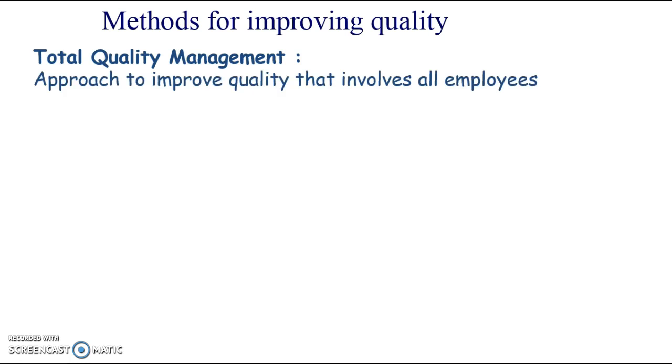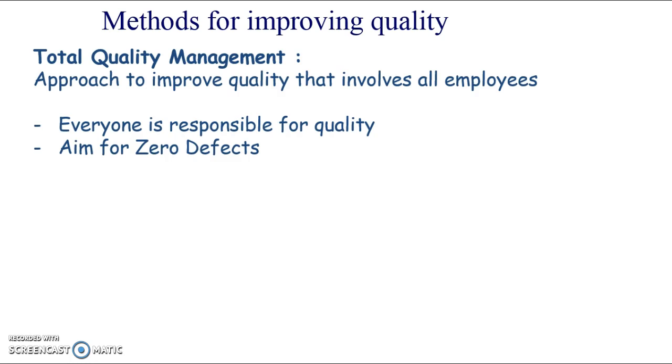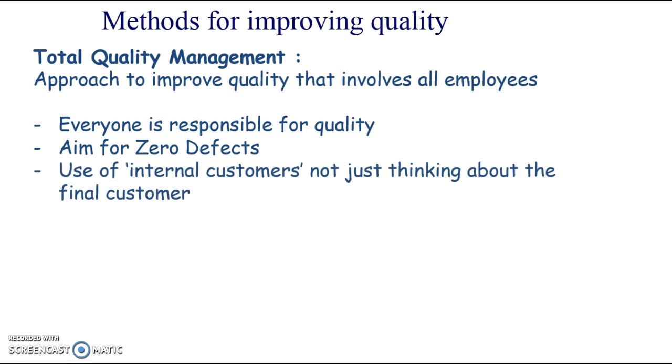So this is total quality management, or TQM, is an approach to improve quality that involves all employees. So rather than it being a particular department's job to improve quality, it involves all employees. So everybody is told they are responsible for quality. The aim is for 0 defects, not like 99% of the products we produce are going to be perfect, 1% of them maybe aren't going to be. It's always the aim for 0 defects. So it's using this principle of Kaizen, continuous improvement.